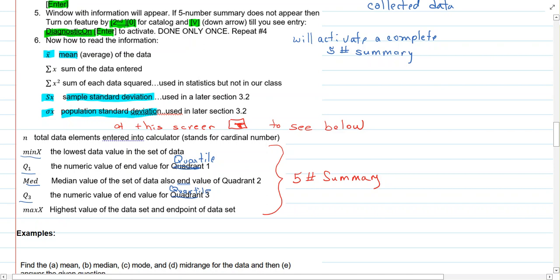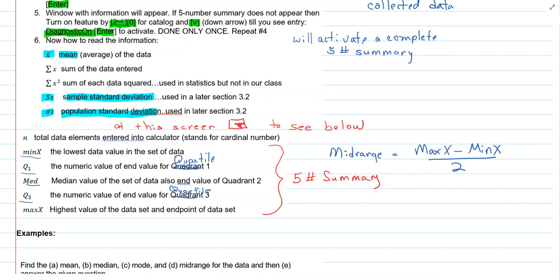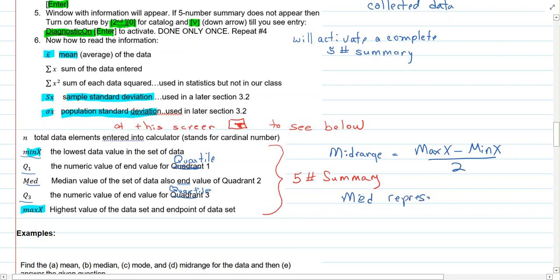As you recall, we said the mid-range is max X plus min X divided by 2. Well, that would be this feature here and this feature here. And then we can see that the median represents the median. So we can get those two.